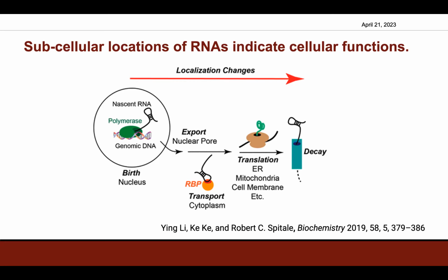And then when it goes to the cytoplasm, it will move again and be transported, which is facilitated by some vesicles. And then it goes to the ER, mitochondria, and cell membrane to do the translation over there and make the protein. So through this entire lifetime of the mRNA in the cells, it will go through different cellular compartments, which indicates different cellular locations. So in my understanding, that should tell us some information about the cellular function as well as the cellular activities. That's the major hypothesis of our work.